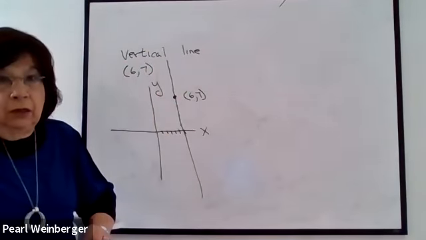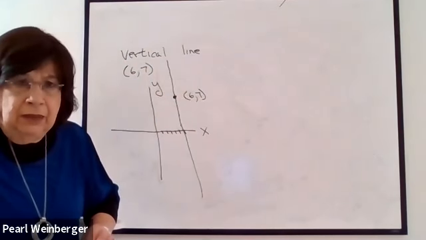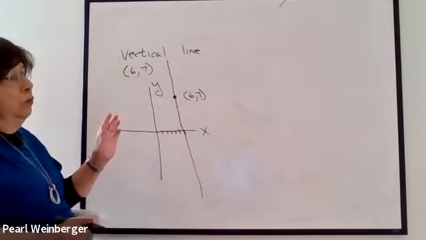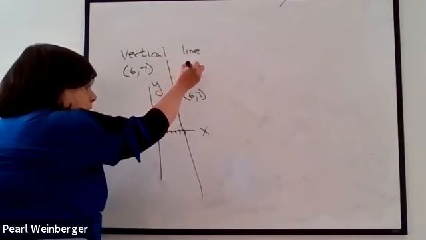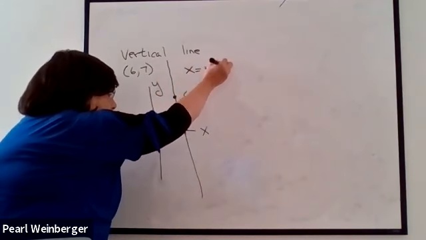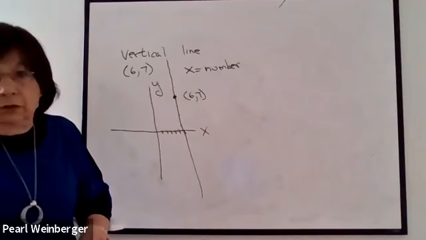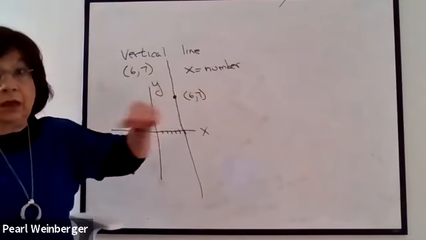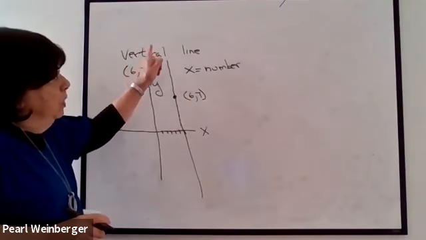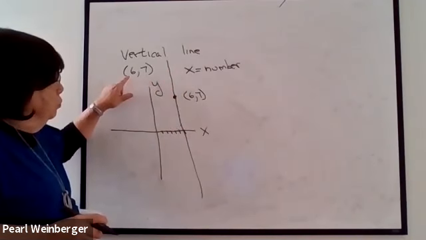How do we write the equation of a vertical line? If you recall what we said last time in our discussion about these special lines, when we have a vertical line, the equation is always x equals some number. Any vertical line has the equation x equals. Any horizontal line has the equation y equals. So all I have to do is figure out what number to fill in. And all I have to know is just one point.